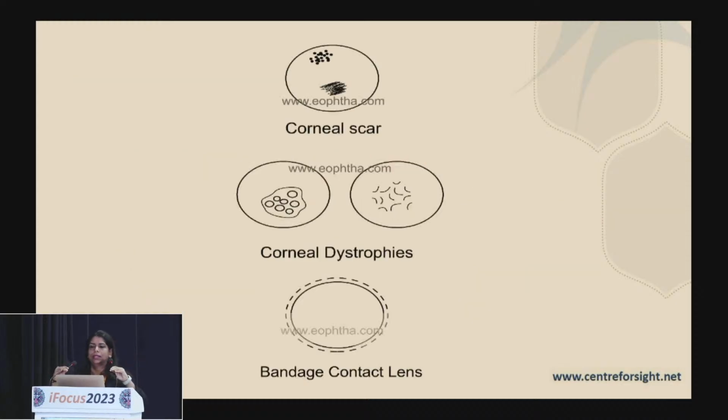So this is the limbus. There are 3 pictures. Corneal scar, if it is a dense scar, it will be a black shaded area. If it is a patchy scar, you can use solid black dots. If it is a contact lens, it should be a dotted circle.